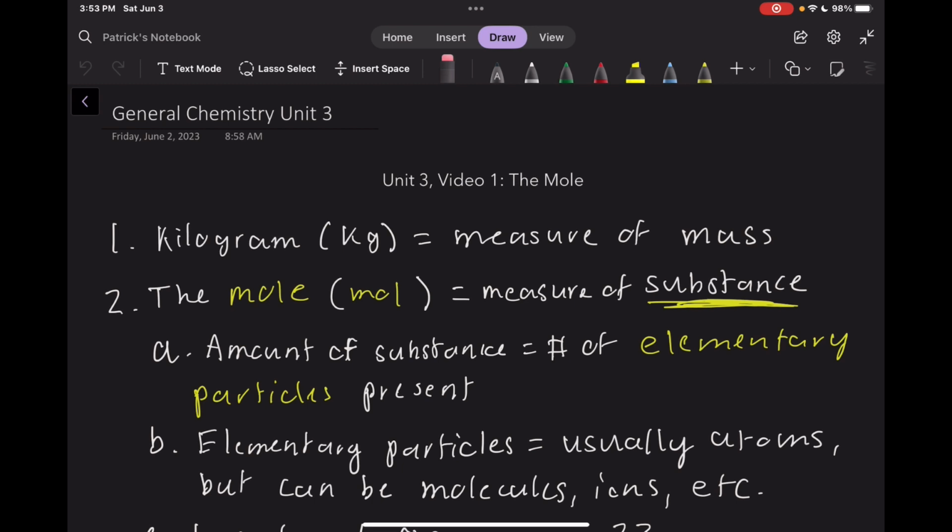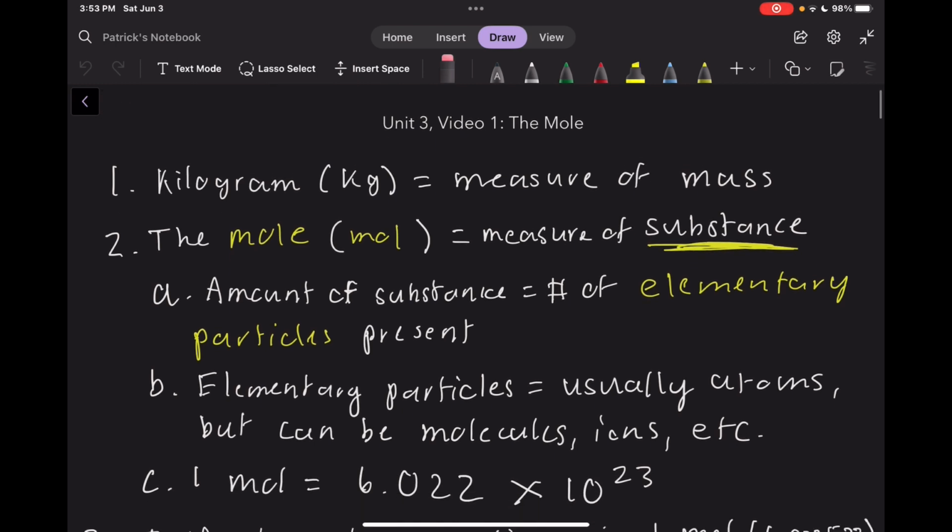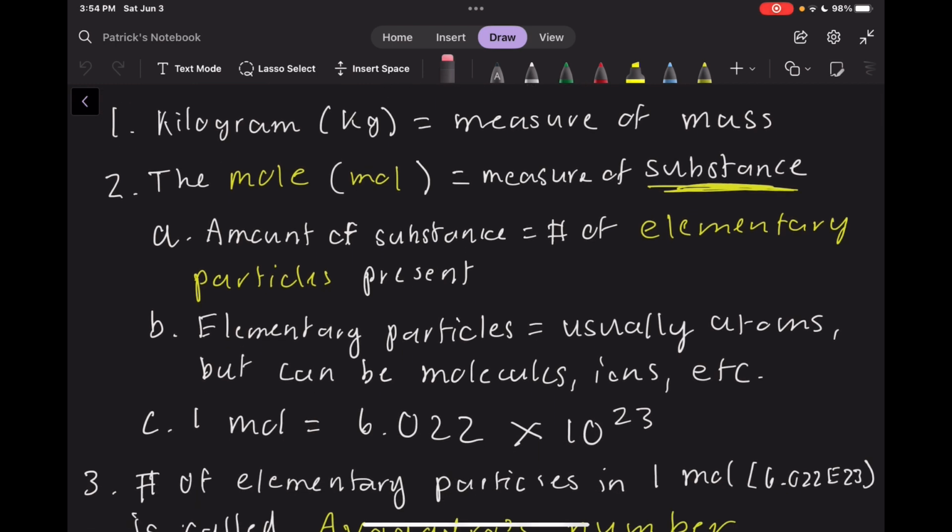It would be great if we could devote an entire video to moles, the animals with the little pink noses that burrow in the ground, but the mole we're concerned with today represents the amount of substance present. We measure the amount of substance present by looking at how many elementary particles are present. Elementary particles are usually atoms, but they can also be molecules, ions, protons, all sorts of things. A single mole of any substance contains 6.022 times 10 to the 23rd elementary particles.